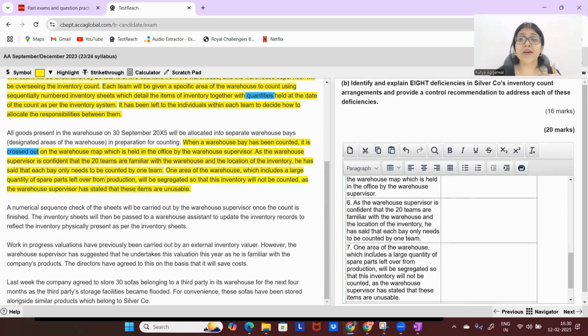Okay. Now we're left with last 3 paragraphs. You're already done with 7. The question asked you 8, which is good. Okay. A numerical sequence check of the sheets will be carried out by the warehouse supervisor once the count is finished. Okay. Once the count is finished, the inventory sheets will then be passed to a warehouse assistant to update the inventory records to reflect the inventory physically present at the inventory sheets.